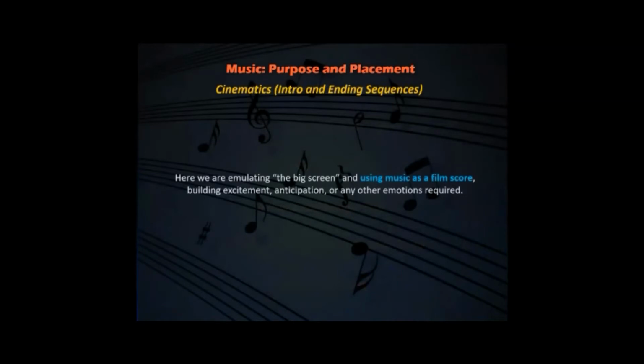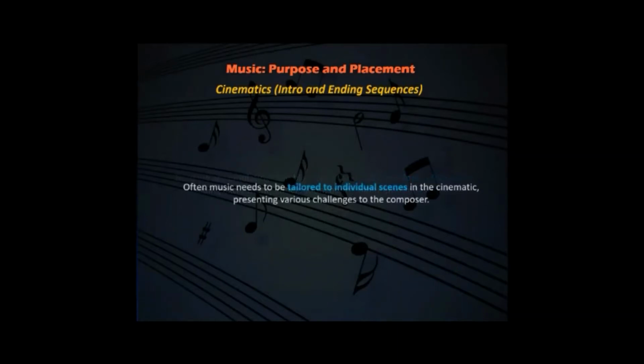Okay, so with cinematics here, not cutscenes per se, but the actual cinematic, like the mighty big budget introduction, it's going to be probably using music as a film score. I'm talking about for some AAA blockbuster game here. So some pulse-pounding excitement or anticipation, any emotions that we need to conjure up. Of course, it could be comedic too and still be over the top. But we want to tailor the music to the different scenes in the cinematic.